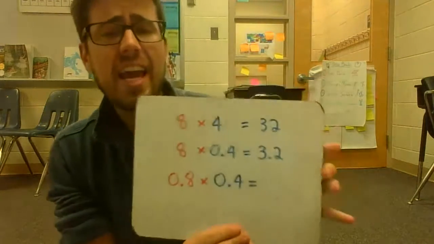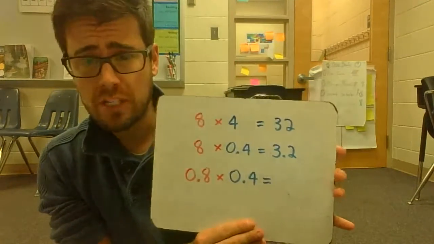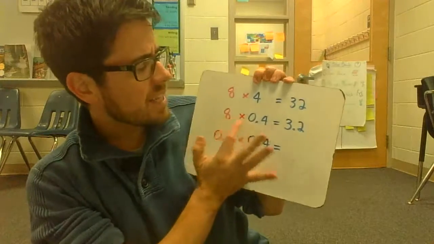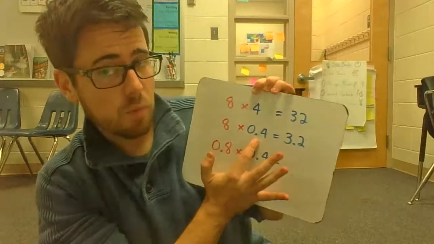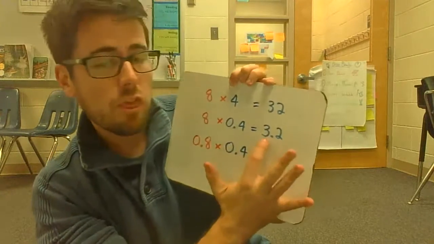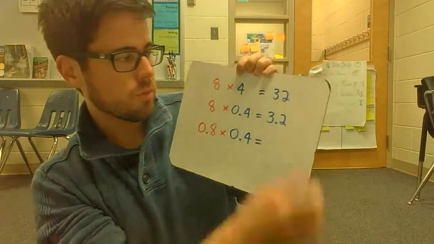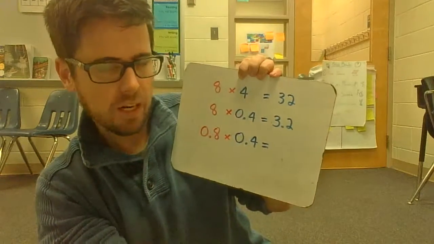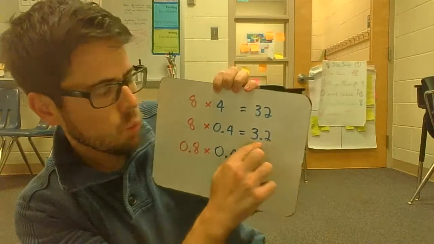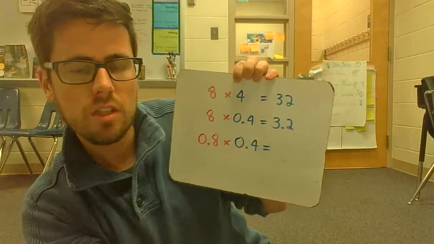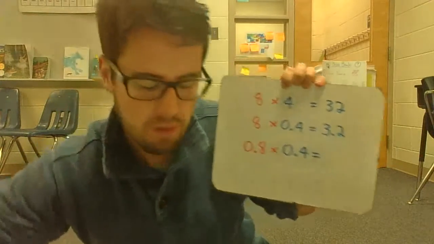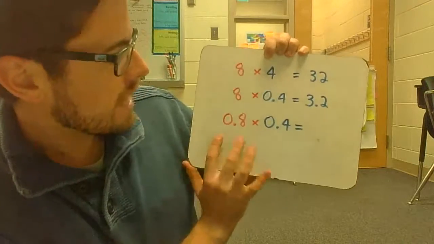If we look at 8 times 4, we get 32. If we do 8 times 4 tenths, or 0.4, we get 3.2. So take a look at what's happening here. The decimal moved one space over to the left. It hopped.